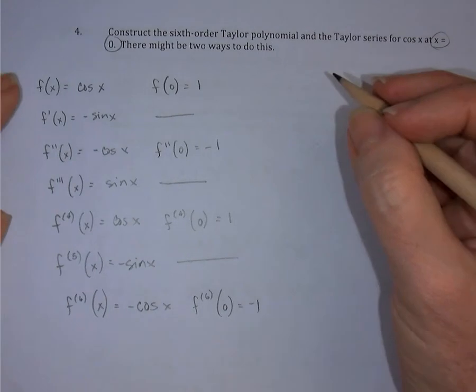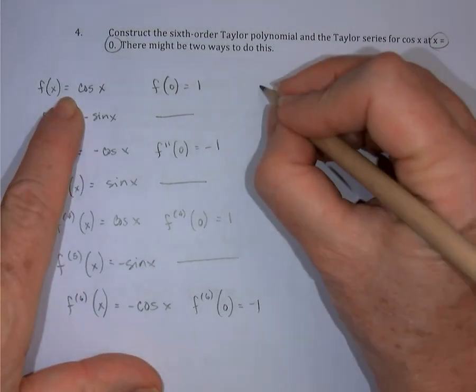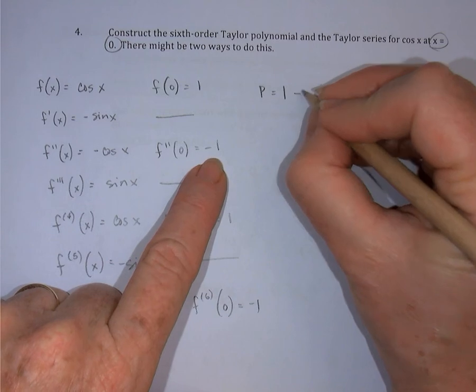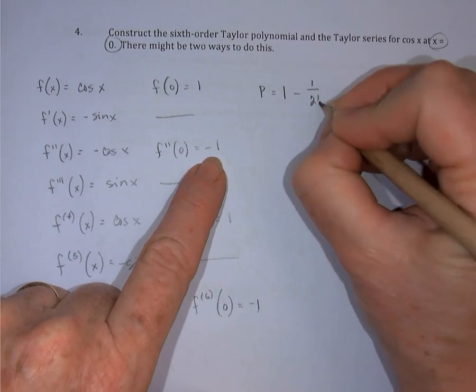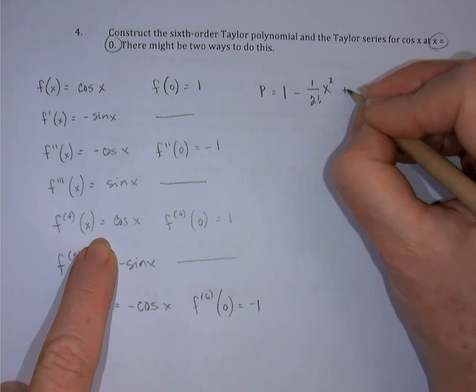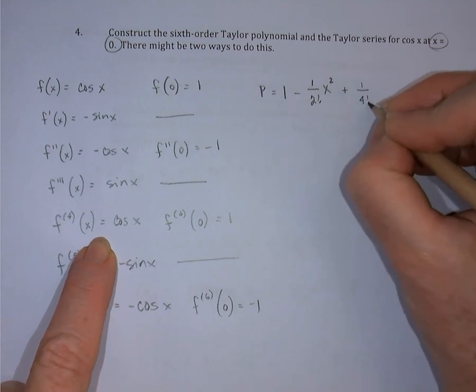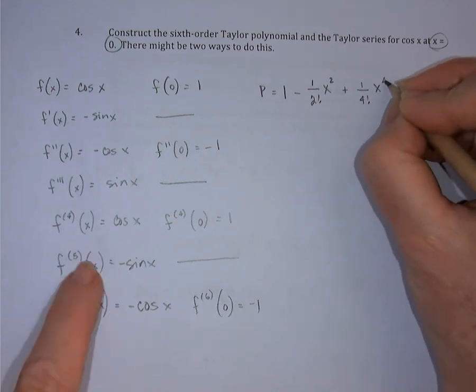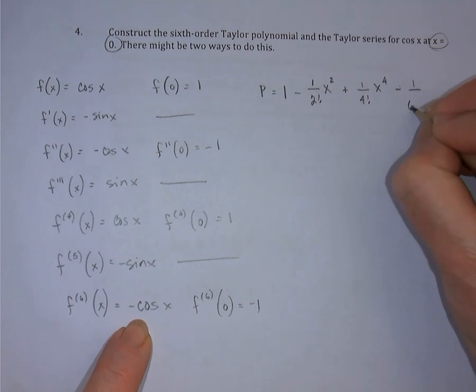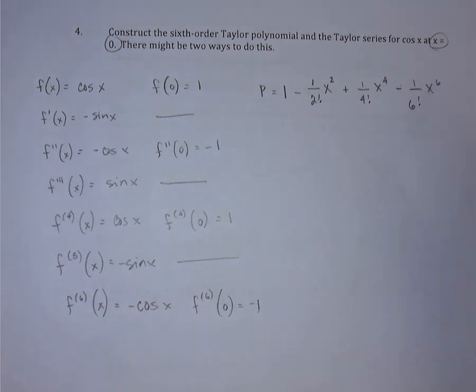So our polynomial is going to be, well, this is our original function, so we're going to start with 1. This is our second derivative, and it's negative 1, so we're going to have minus 1 over 2 factorial x squared. For the fourth, we're going to have plus 1 over 4 factorial x to the fourth. Fifth is going to be nothing. The sixth is going to be minus 1 over 6 factorial x to the sixth.